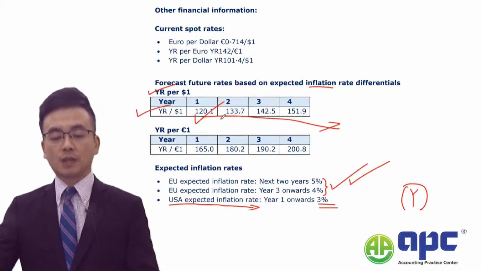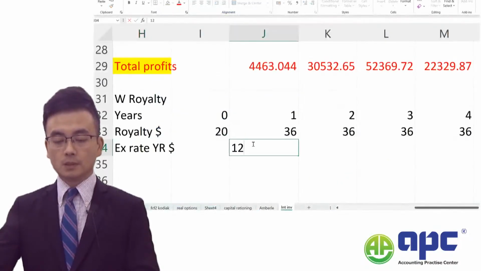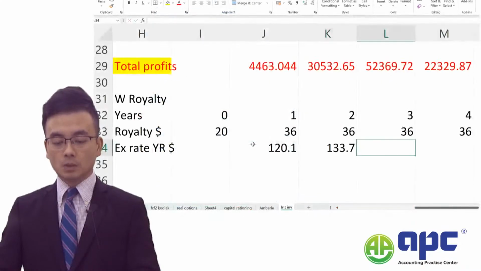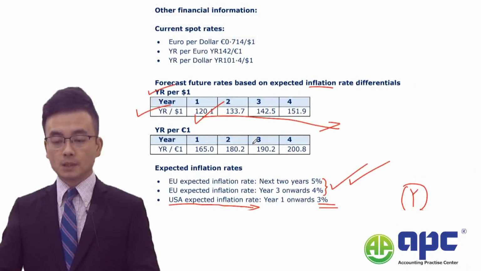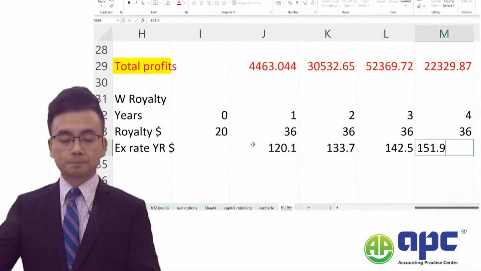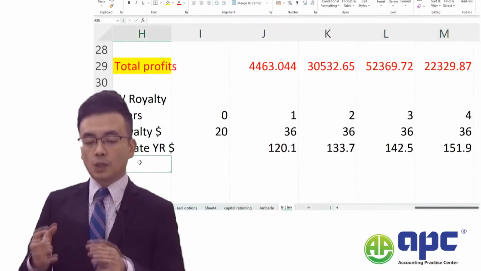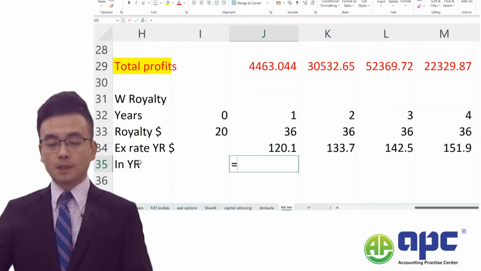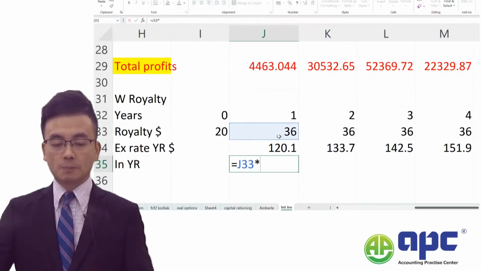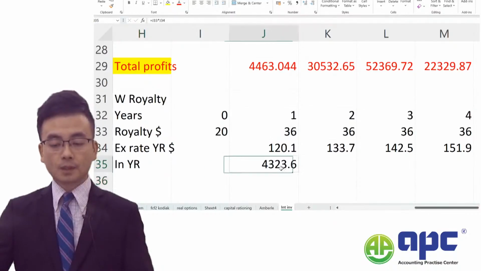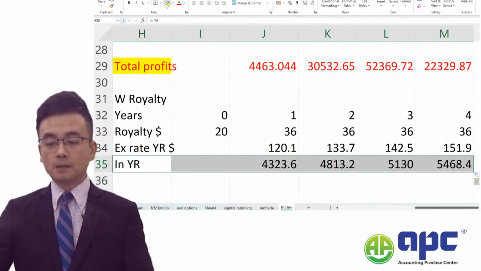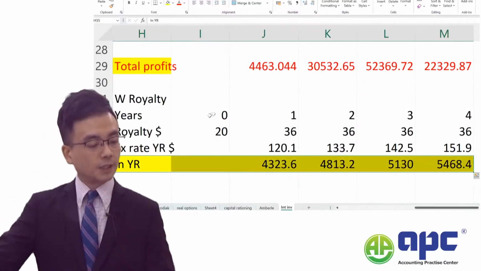Each and every year the exchange rate will be 120.1, and then 133.7, 142.5, 151.9. So to convert into YR, all we would do is take this and times it by the exchange rate and drag it here. That would give me the total royalty income for each and every period.